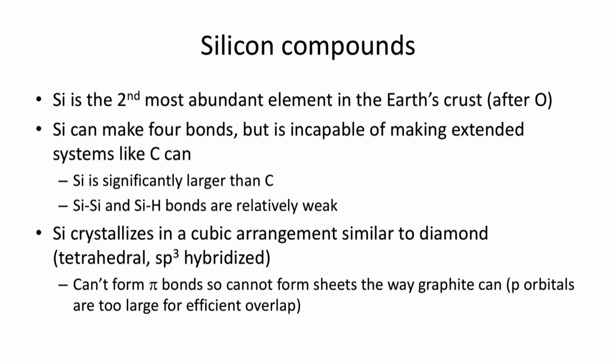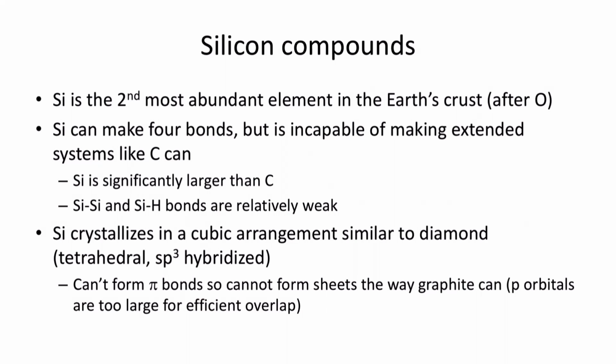So if you think of organic compounds, compounds that have lots of C's in them, they have carbon after carbon after carbon after carbon. Silicon can't really do that because it's so much larger that these atoms tend to get in each other's way. We attribute this to the significantly larger size of silicon and also the bond strengths. Silicon-silicon bonds and silicon-hydrogen bonds are relatively weak compared to those in carbon.